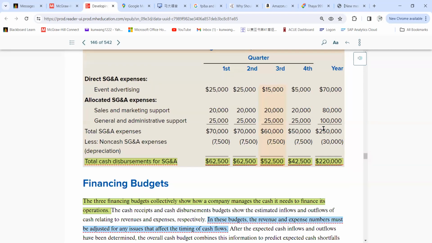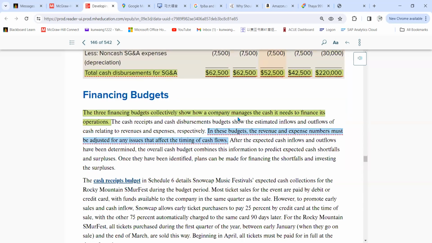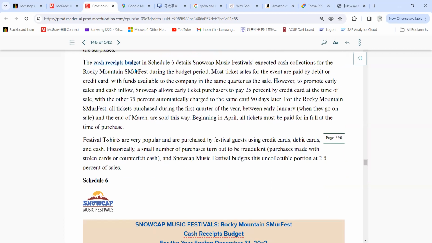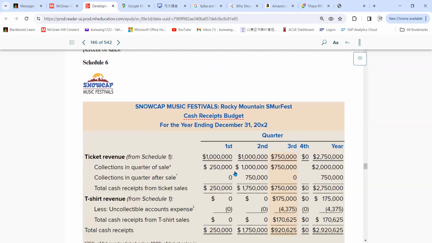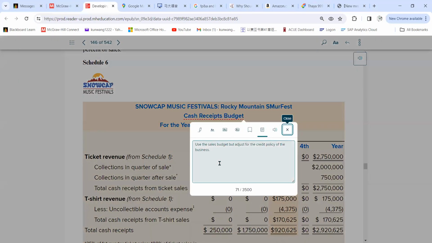In accounting, we use the accrual basis to recognize revenues and expenses, but they are not really your cash revenue and cash expenses. And now, after all of the operational budgets, we convert them into the cash receipt budget, cash disbursement budget, and the overall cash budget. They are called the financing budgets. The cash receipt, in our case, majorly comes from the sales budget, adjusted for your credit policies.